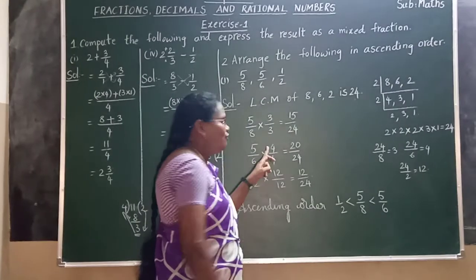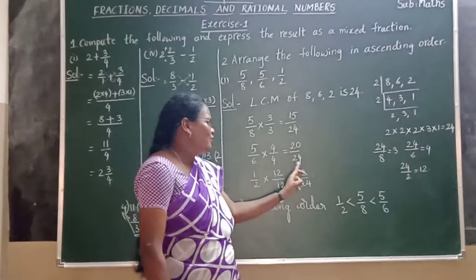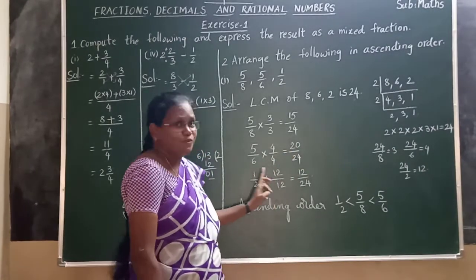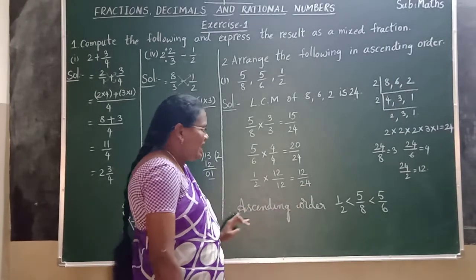What is the second fraction? 5 by 6. Second number 4, 4 by 4. 5 fours are 20, 6 fours are 24. Next third number 12. 1 by 12 into 12 by 12. 1 12 is 12, 2 12s are 24.